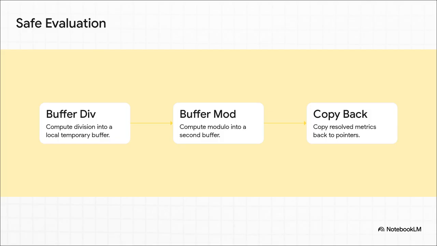Step 1, compute the division and save it into a local, temporary integer variable. Step 2, compute the modulo remainder and save it into a second temporary variable. Step 3, only after both calculations are safely completed should you actually copy those resolved metrics back to the original pointers *a and *b. Compute first, mutate second. That is the golden rule here.